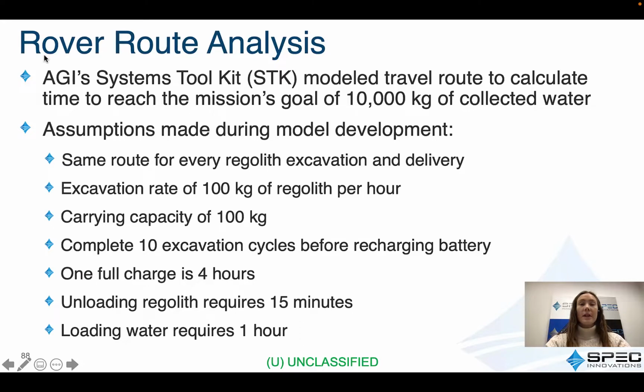Several assumptions were made during the STK model development. This included the same rover route was followed for every regolith and excavation delivery cycle. The full-size rover has an excavation rate of 100 kilograms of regolith per hour. The full-size rover has a carrying capacity of 100 kilograms. The full-size rover can complete 10 excavation cycles before needing to be recharged. The battery takes 4 hours to complete one full charge. And unloading regolith from a storage container takes 15 minutes, and loading water into the storage container takes 1 hour.